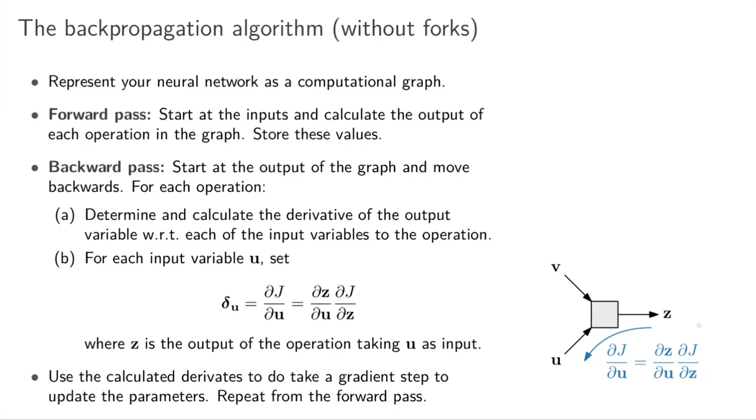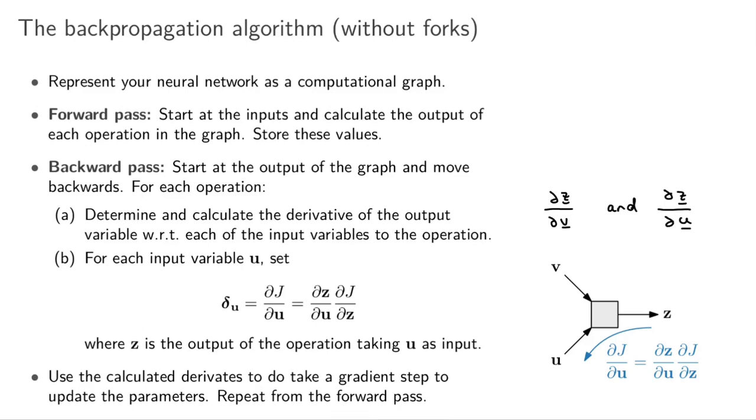So if this is one block in my neural network, then what I will do is I will calculate the derivative of the output with respect to one of the inputs, which is like V in this case. This is one of the inputs to the block. And then the other one is U, so I will also calculate dz partial derivative with respect to U. This will all become clear in a second.